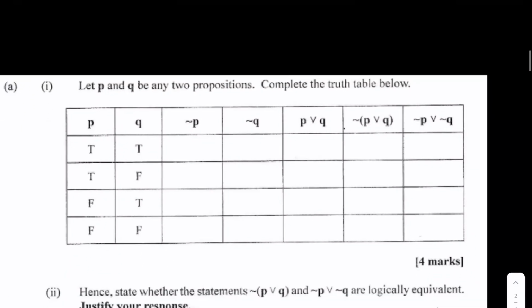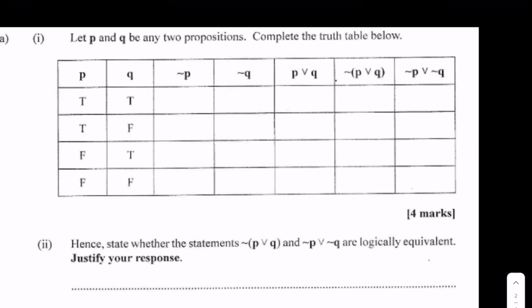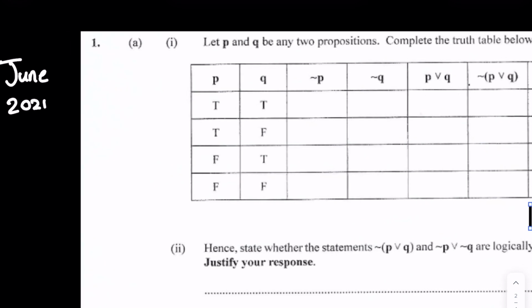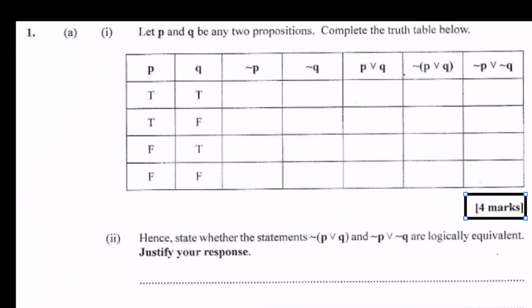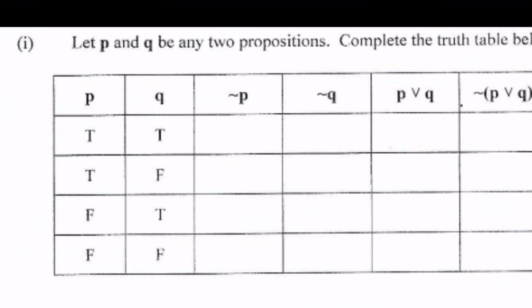So again, they're asking us another time to fill out these truth tables, and this is for June of 2021. The question says that P and Q are any two propositions. Complete the truth table below. So they give us negation of P. Whatever we have in P, we're just going to find the opposite. So false, false, true, true. Because I've been saying this so much now, I'm going to be speeding through it, so hopefully you're getting it by now. The negation of Q, the opposite of Q, not Q, is going to be false, true, false, true.